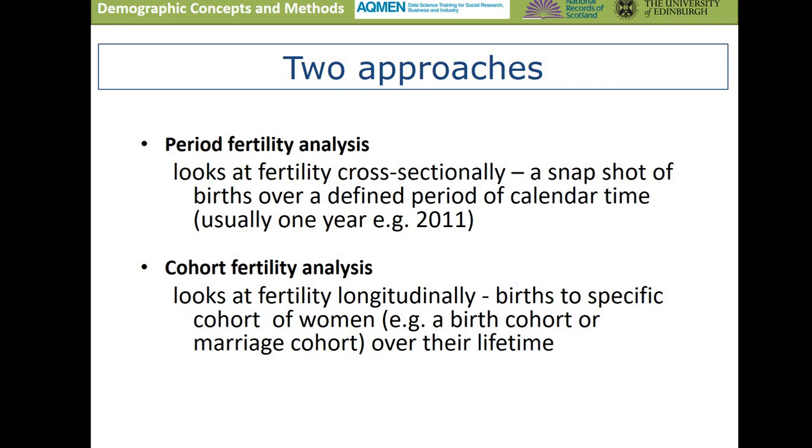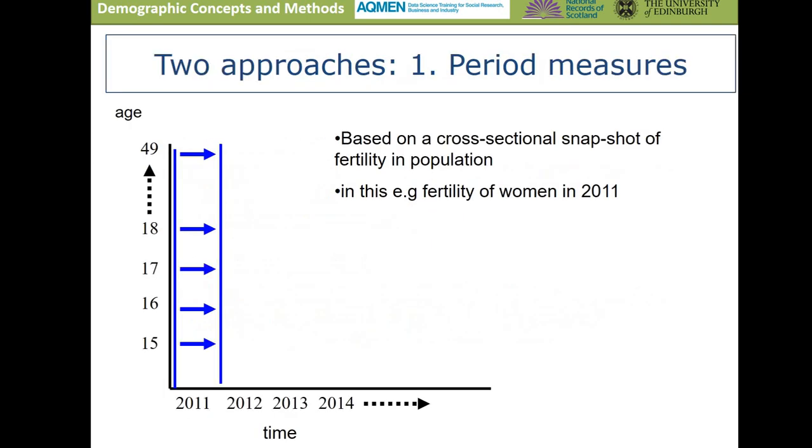So if we think about a period fertility analysis, this is looking at fertility as a snapshot, cross-sectionally at a particular point of time. So we look at a snapshot of the births over a defined period of calendar time, usually a year. Whereas a cohort analysis of fertility involves looking at fertility longitudinally. So here we're looking at births to a specific cohort of women as they move through the childbearing ages. So this could be a birth cohort, or it could be a cohort who get married at a particular point in time, who we then follow over their lifetime.